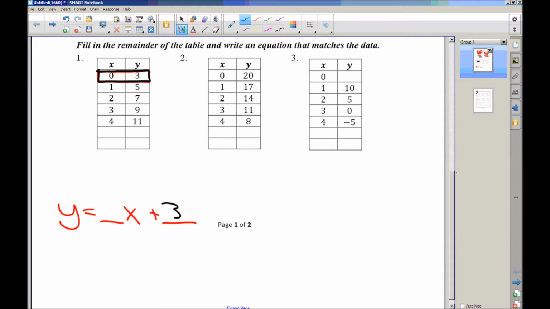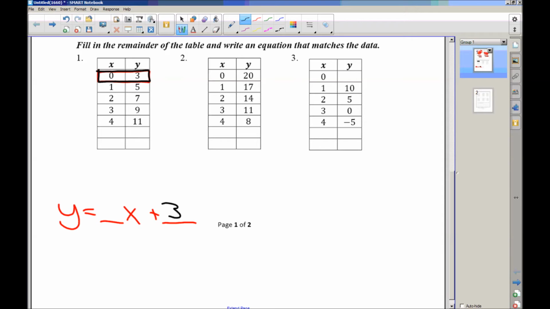So this is my starting place, positive 3. So I put a plus there because it's positive 3. If it had been a negative starting place, we would put minus whatever the number was. All right, now the trick is we want to find how much is it changing each time. So let's go down and finish up the table.